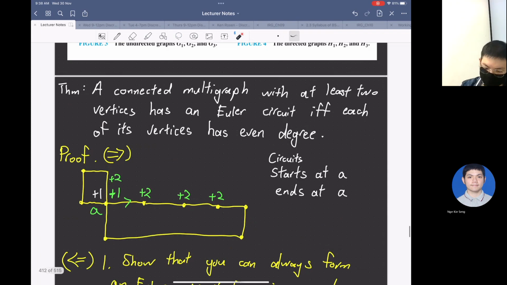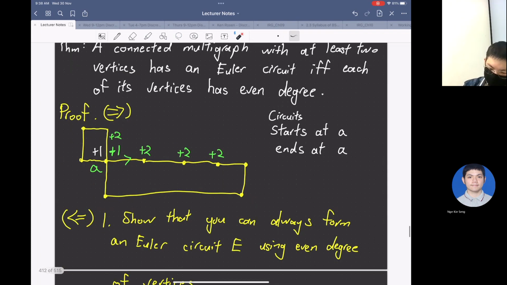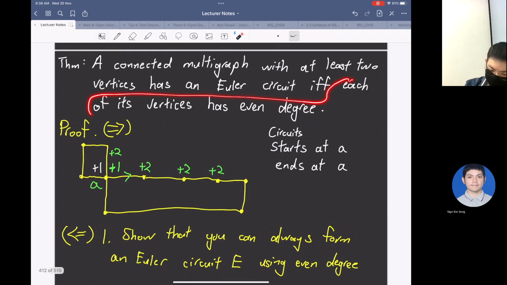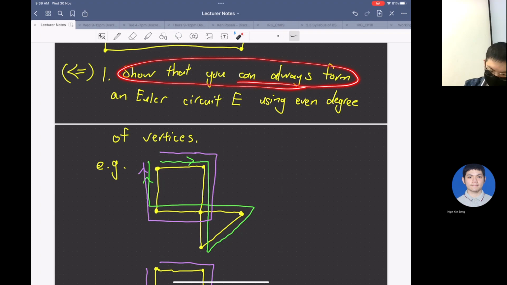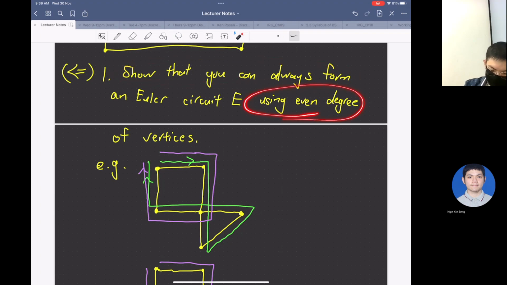Okay, I repeat again. So the second part is you start with even degree of vertex, and then you want to show that you get an Euler circuit. You need to show that you can always form an Euler circuit using even degree of vertex. Okay, this one is done in the textbook.